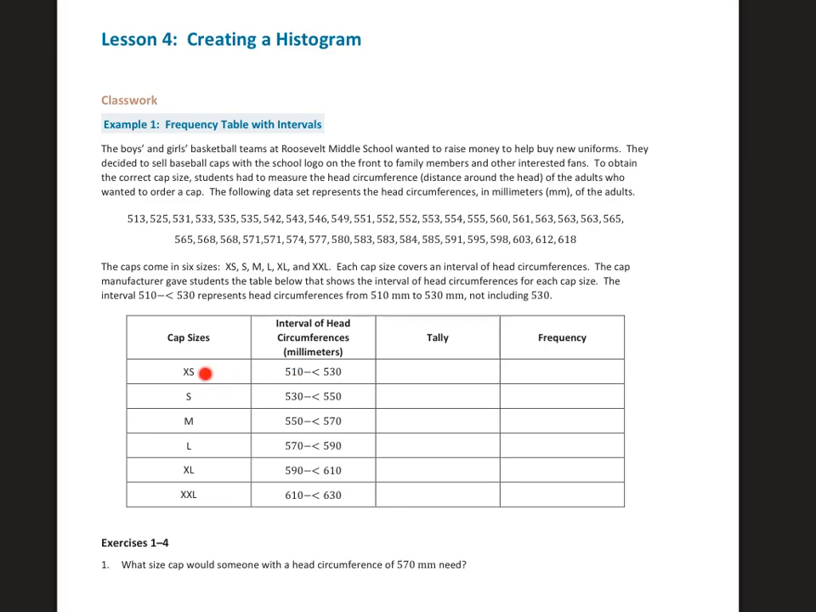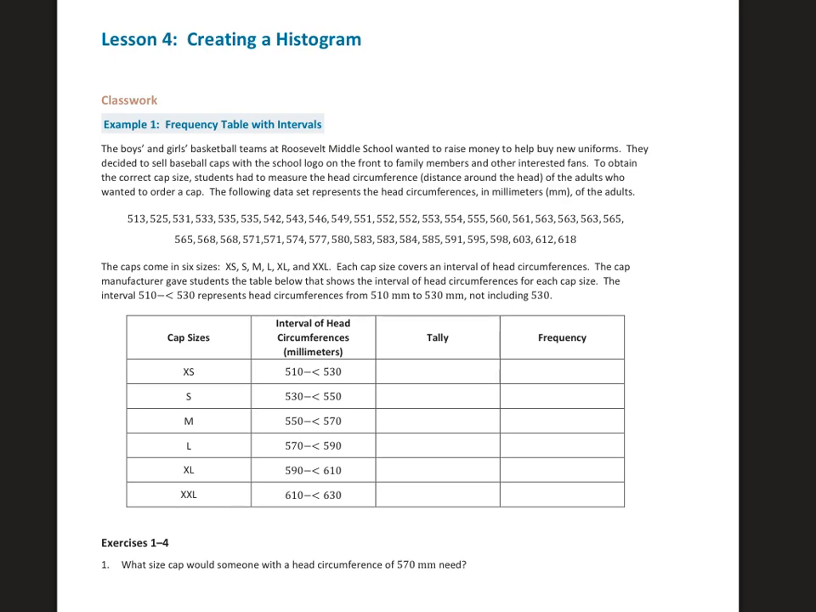So extra small would be everything that fits 510 millimeters to 530 millimeters, and then a small would be from 530 to 550. So 545 would be a small. 515 would be an extra small, and so on and so forth. So make sure you understand the term interval, and a histogram, again, is simply going to be using intervals in a bar graph format.